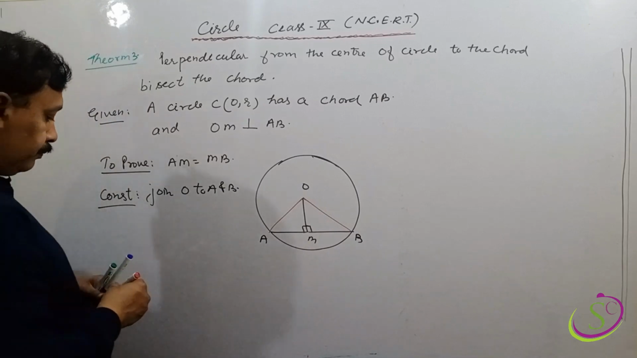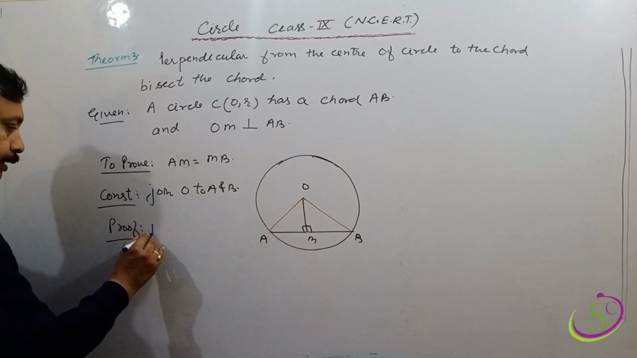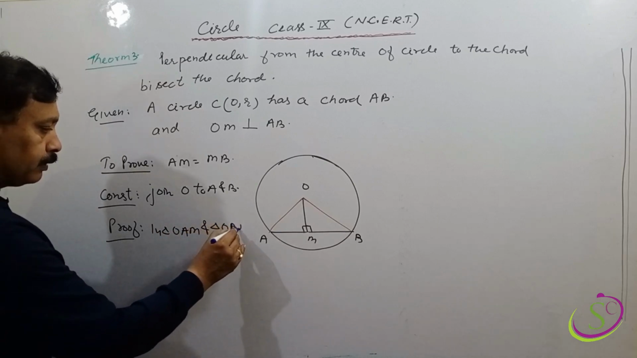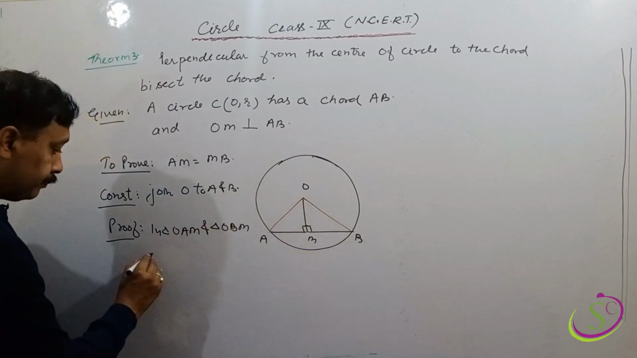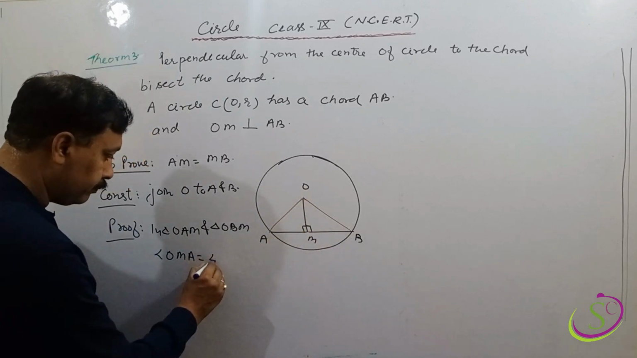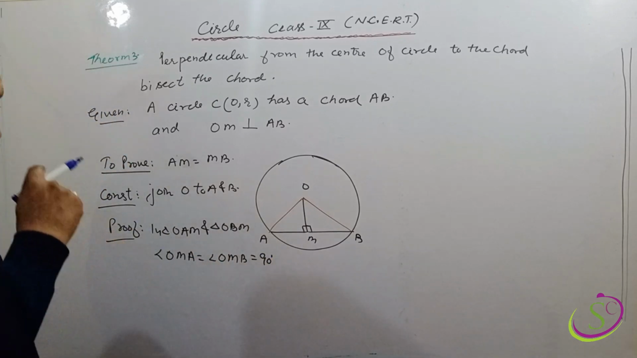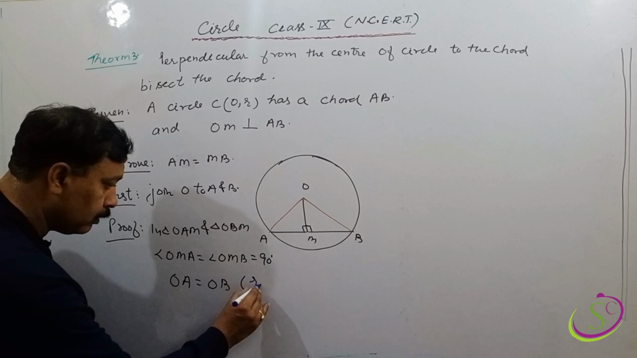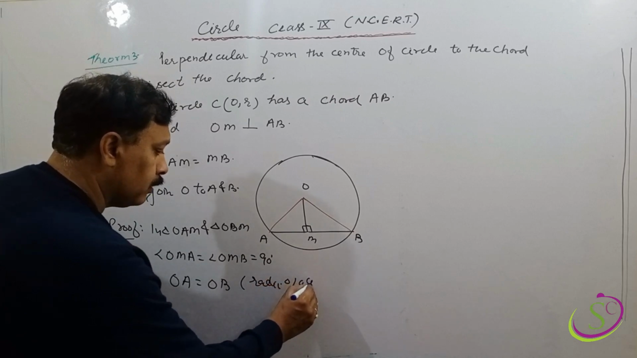Okay, so there are two triangles formed, triangle OAM and triangle OBM. Okay. See, angle OMA equal to angle OMB, that is 90 degrees. Clear? It is given. And OA equal to OB. Why? Radii. So many times we will write this thing, radii of a circle.